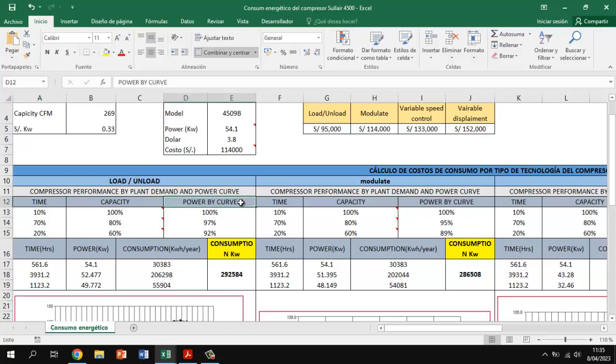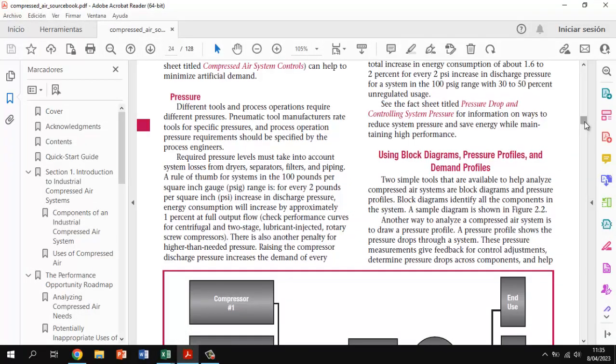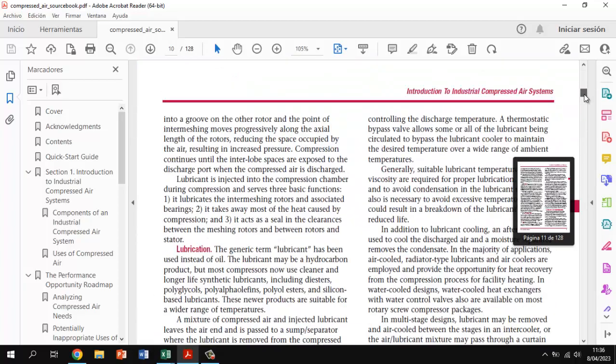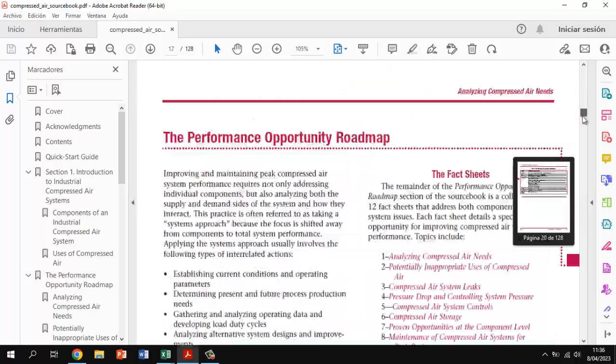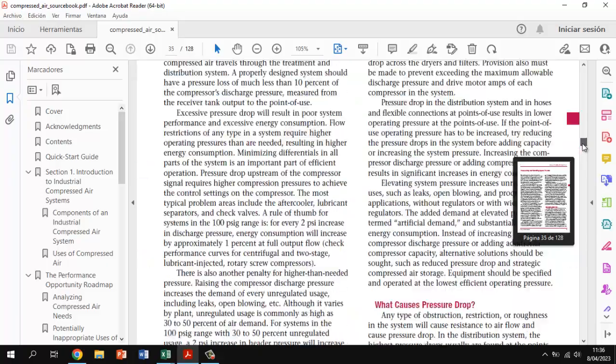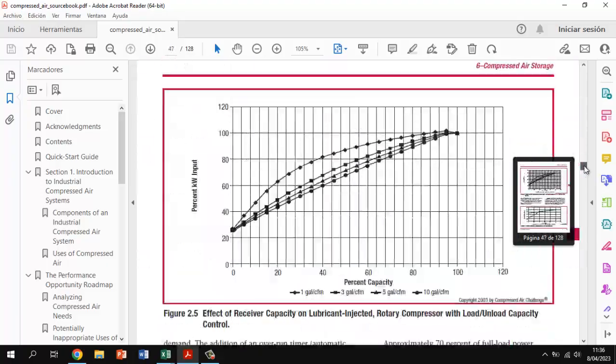So the power by the curve is 197.92. Where do I find this? This is the picture of that curve for load and unload. You can find this in the Improving Compressed Air System Performance guide. So now you just search that curve here.